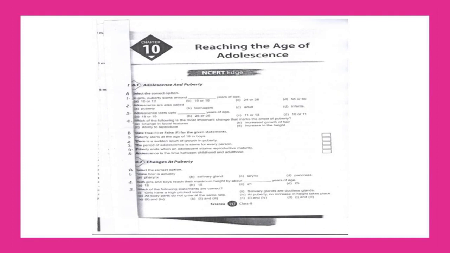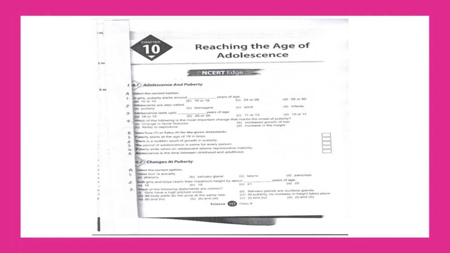I hope you understand. Then B, first one false, second true, third false, fourth true, and fifth also true. I repeat, false, true, false, true, false. Right? Then changes at puberty. Voice box is actually larynx.